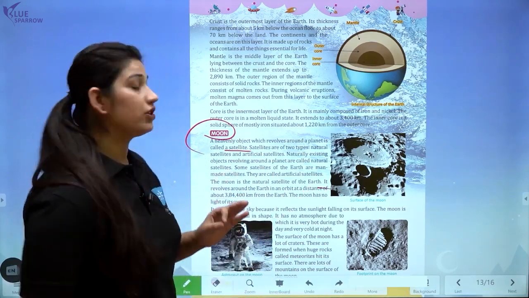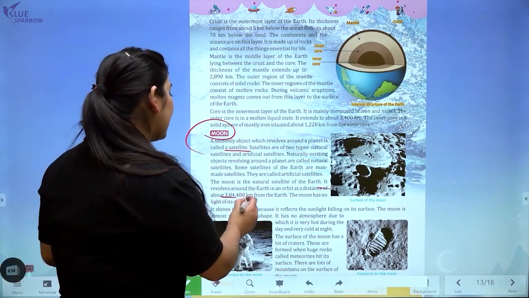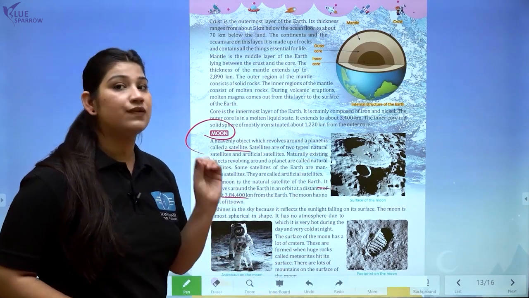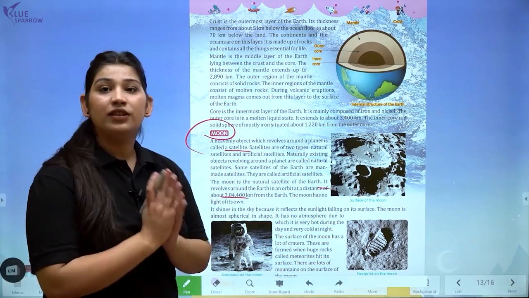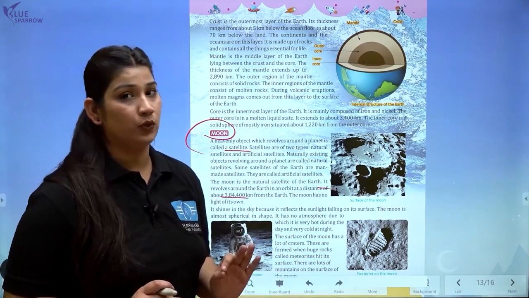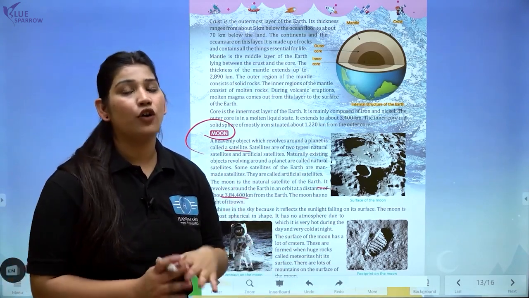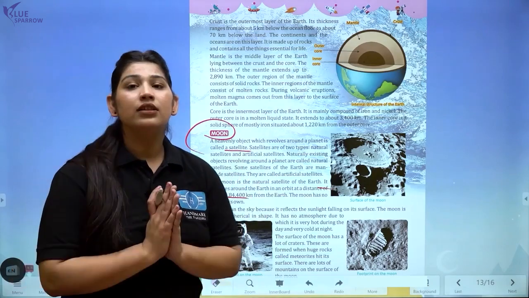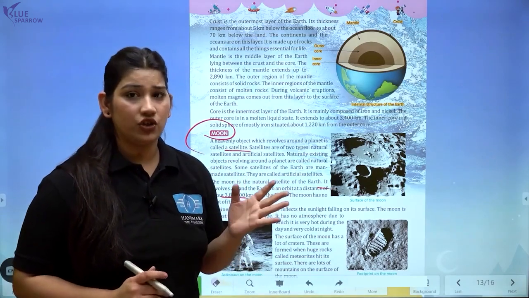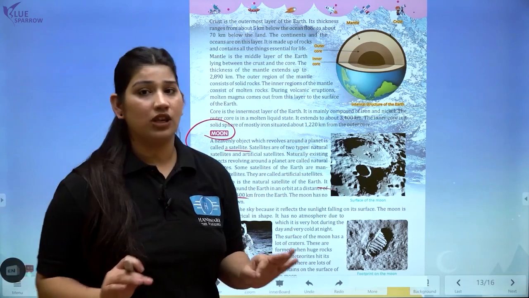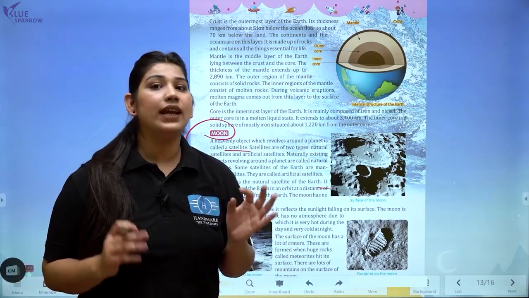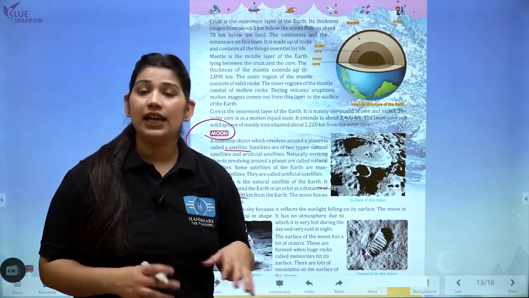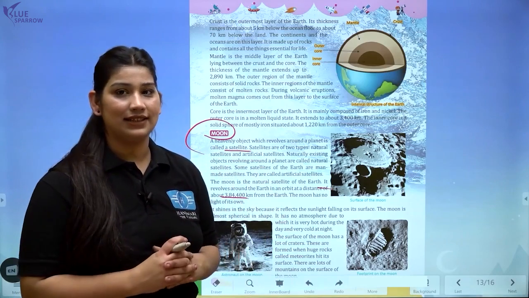It has a distance of about 384,000 kilometers from the Earth. The moon has no light of its own. It shines because of the reflection of sunlight. The moon is almost spherical in shape and there is no atmosphere on the moon. That is why it is very hot during the day and very cold at night.